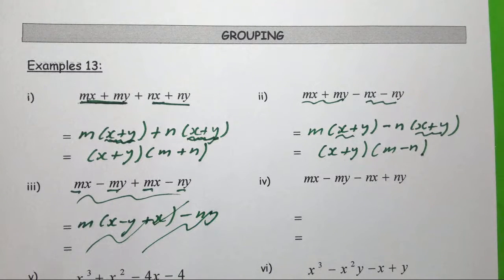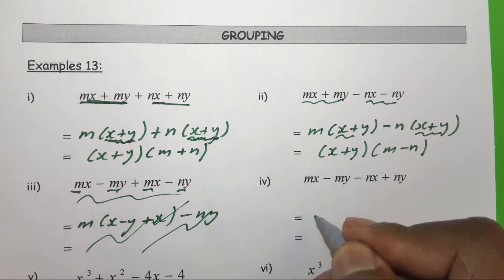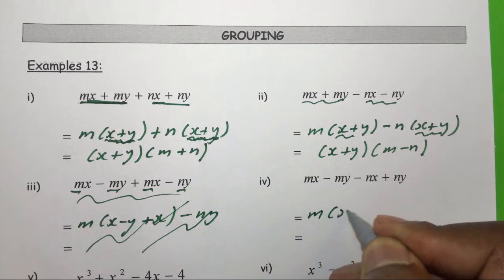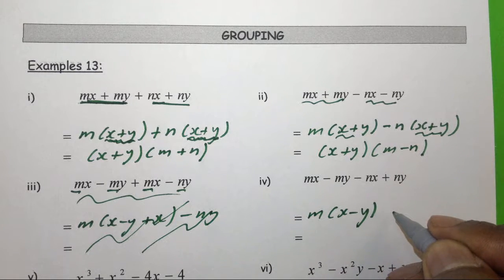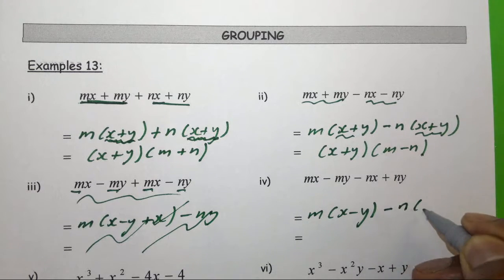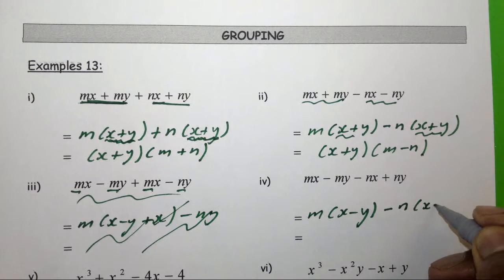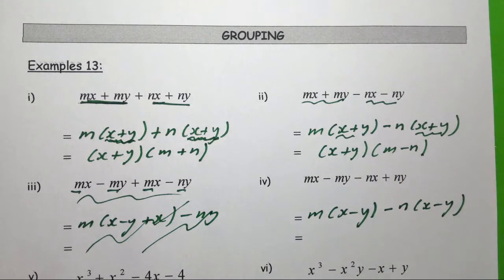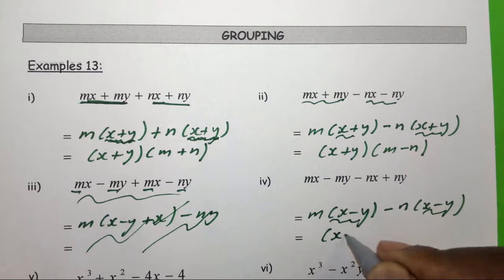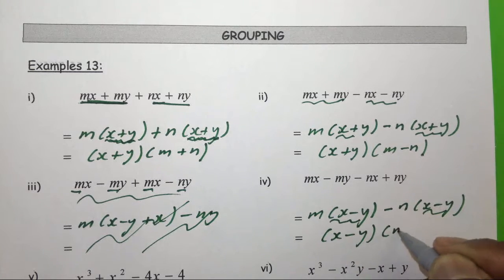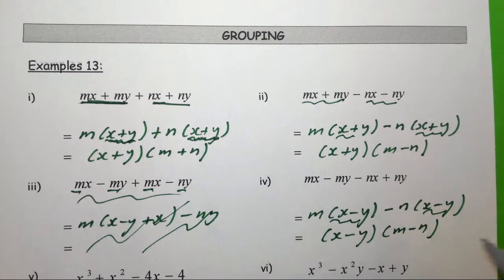Let's look at the 4th example. I can pull m here, m, x minus y. Then what can I pull here? Negative n, I'll have x minus y. Good. Then pull x minus y as a common factor, x minus y, m minus n bracket.